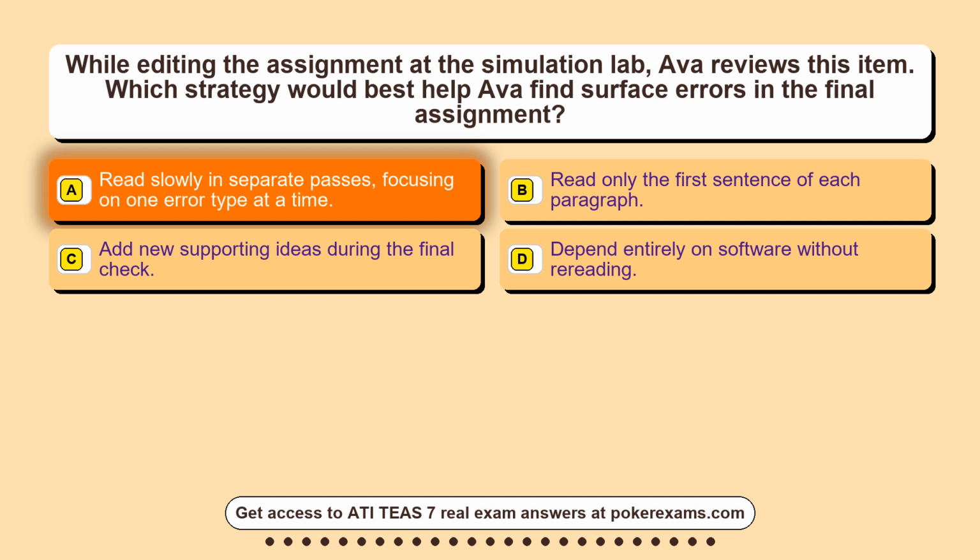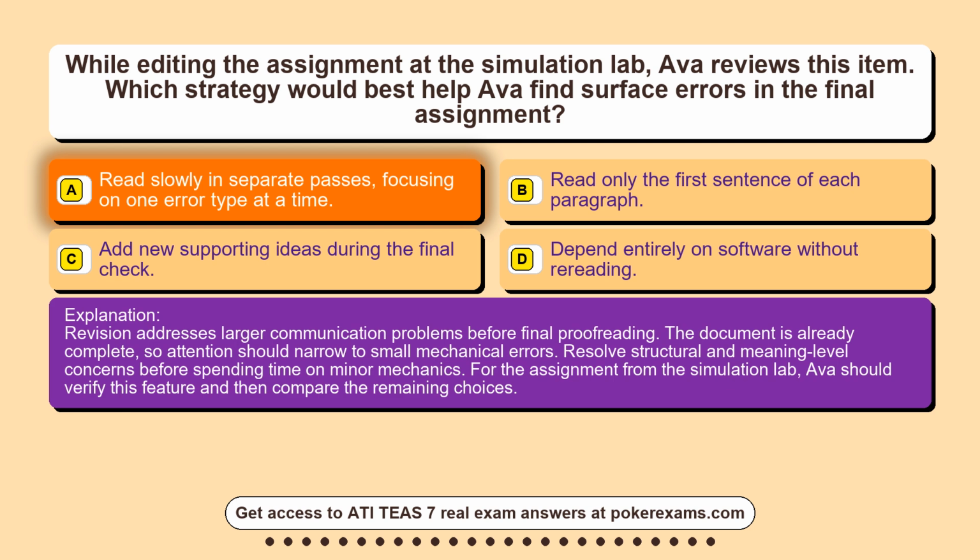The correct answer is option A. Read slowly in separate passes, focusing on one error type at a time. Revision addresses larger communication problems before final proofreading. The document is already complete, so attention should narrow to small mechanical errors. Resolve structural and meaning-level concerns before spending time on minor mechanics. For the assignment from the simulation lab, Ava should verify this feature and then compare the remaining choices.